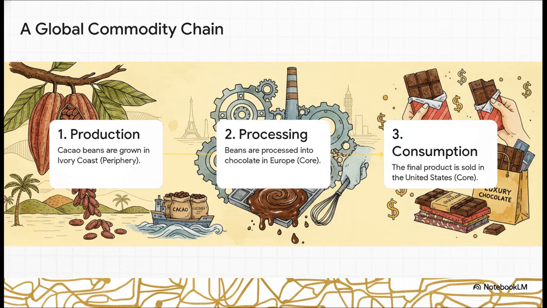And if you want a perfect, everyday example of this, just think about a chocolate bar. Where do the cacao beans come from? Probably a periphery country like the Ivory Coast. But where does the processing happen? Where's the chocolate actually made? Usually in a core country in Europe. And then where's the final expensive chocolate bar sold? In another core country like the US. All along that chain, the real money, the big profit, is made and kept in the core.